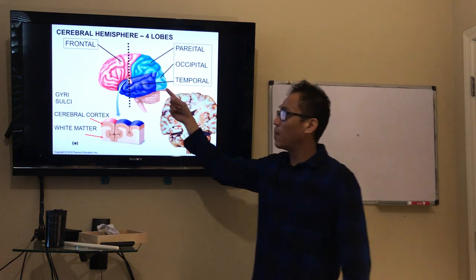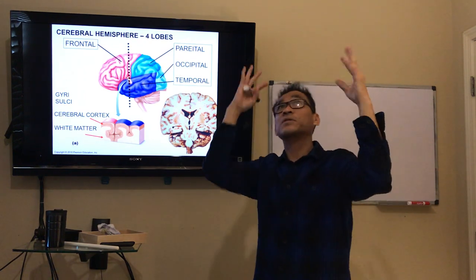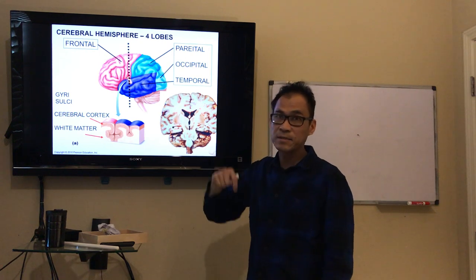Occipital lobe. Basically, occipital lobe back here is for vision. That's why if you fall, hit the back of your head, you see stars. Your visual cortex, occipital lobe.